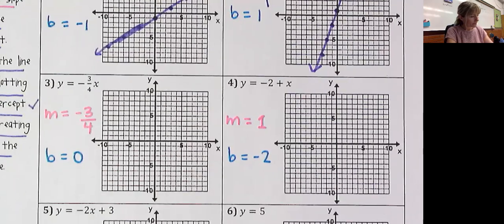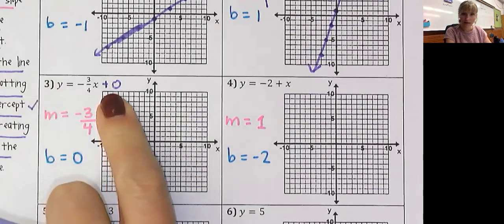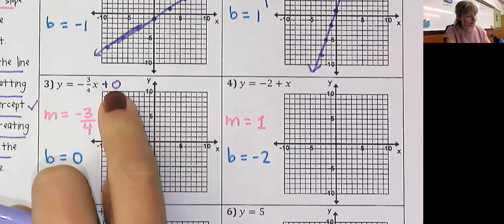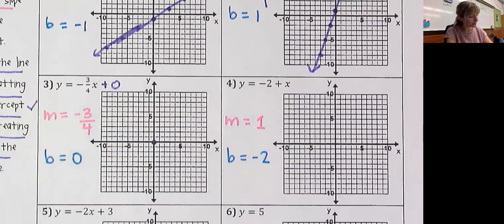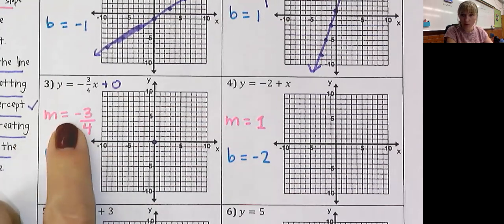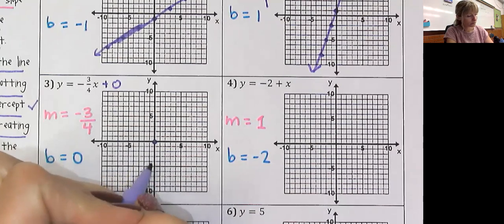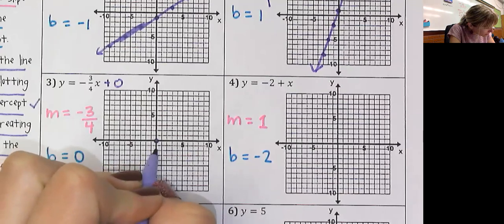Number 3, did you notice that if there is nothing added on here, there's actually a 0. This is a y-intercept of 0. That means I start at the origin. Okay, there's my y-intercept. From there, do I go up or down? Of course I go down because it's a negative slope. But over is still to the right, you guys. Which way is over? Yeah, to the right. So I'm going to go down 3 over 4.